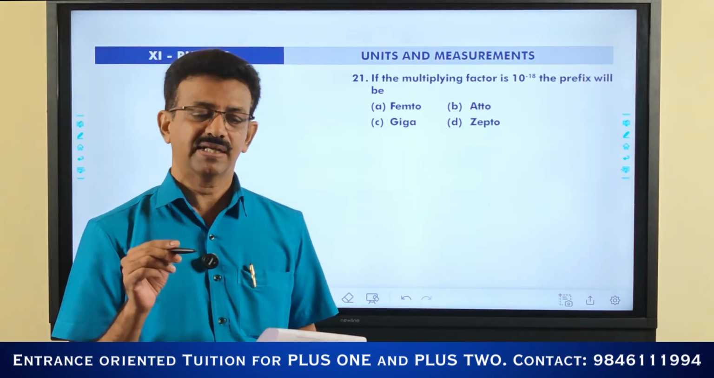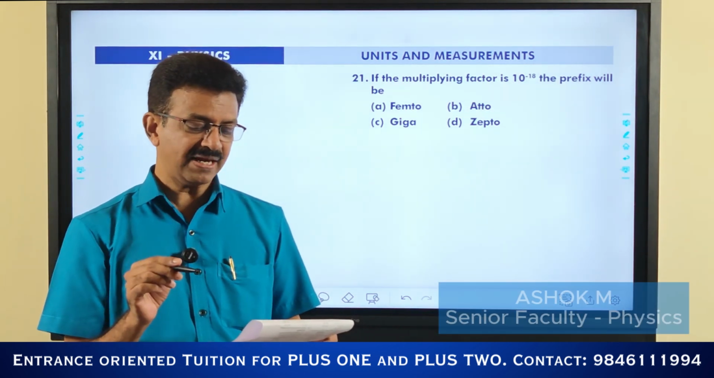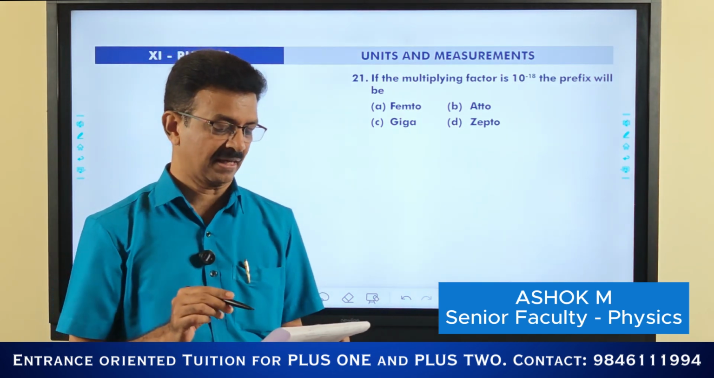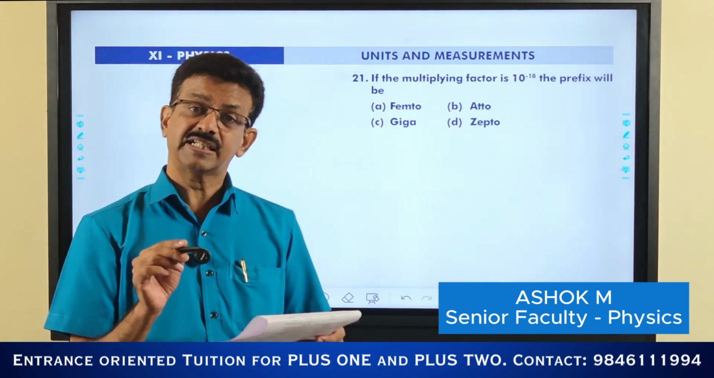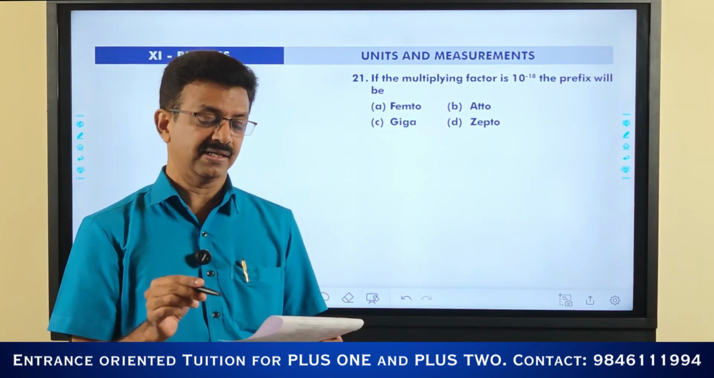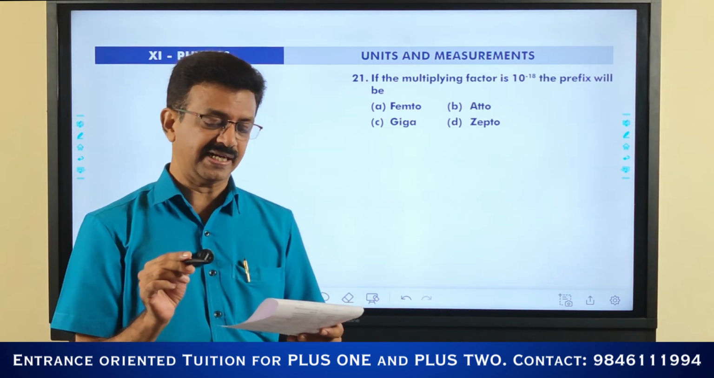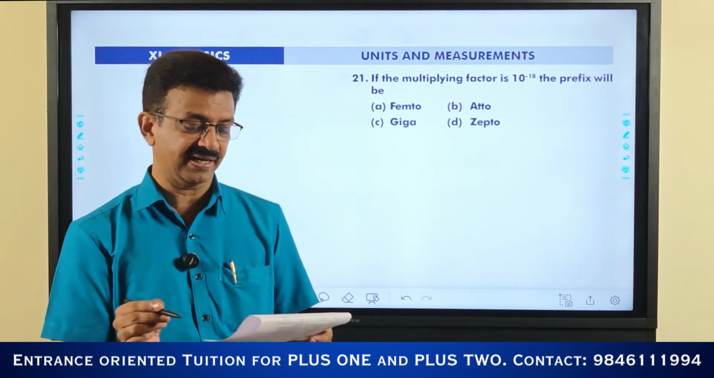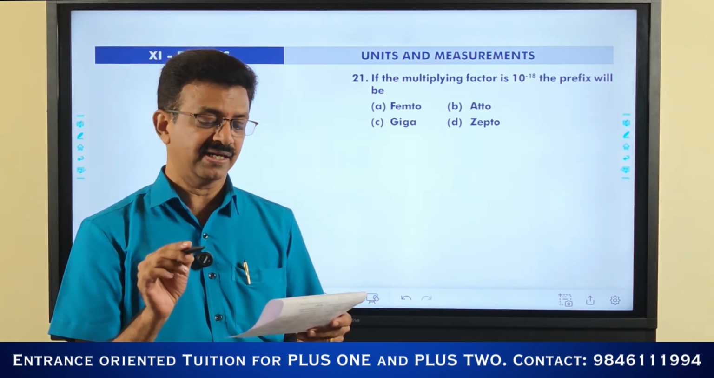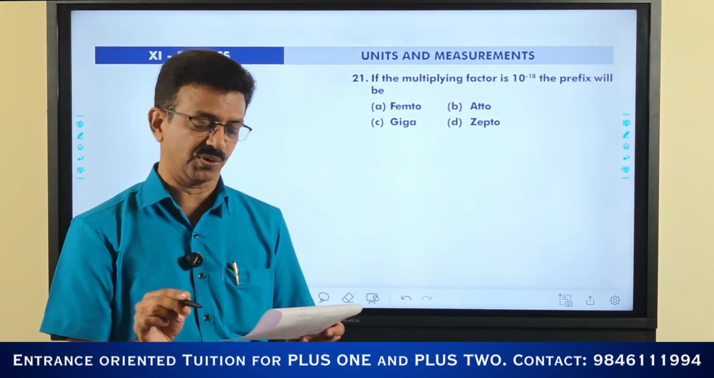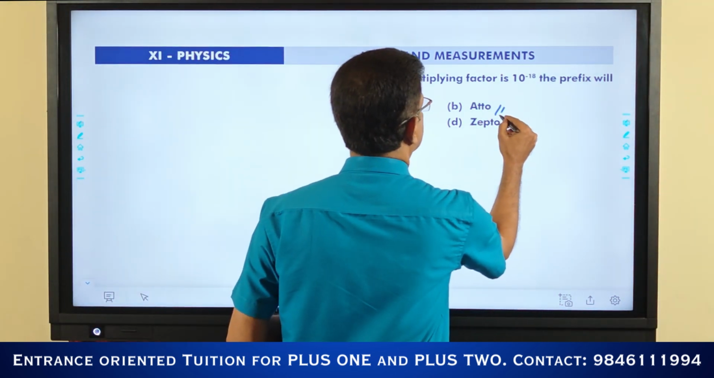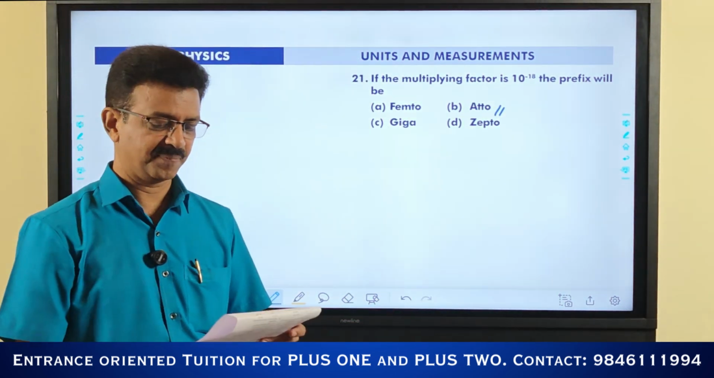Next question is about the multiplying factor. The multiplying factor is 10 raised to minus 18. The prefix will be dash. First choice is femto. It is 10 raised to minus 15. 10 raised to minus 15 meter means femtometer. Similarly, second choice is atto, 10 raised to minus 18. Here the question is, if the multiplying factor is 10 raised to minus 18, the prefix will be dash. It is atto. Therefore, the correct choice is B. Atto represents 10 raised to minus 18.